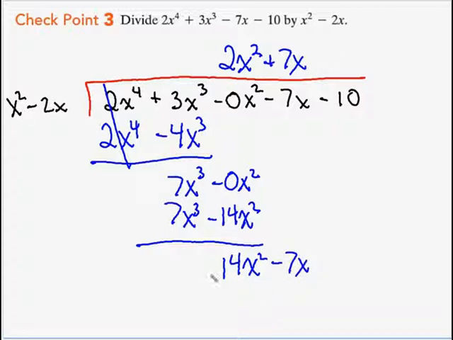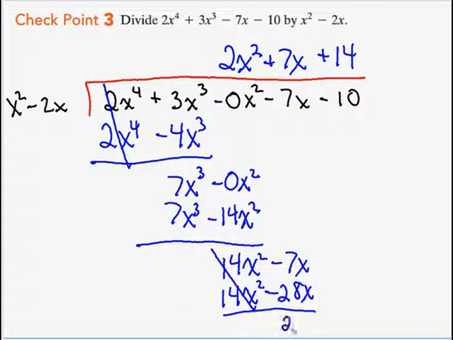What times x squared is 14x squared? It's got to be 14. So we multiply there and get the 14x squared we need. And 14 times minus 2x is minus 28x. Again, we subtract, add the opposite, so that turns into a 21x. Bring down the next term, minus 10.